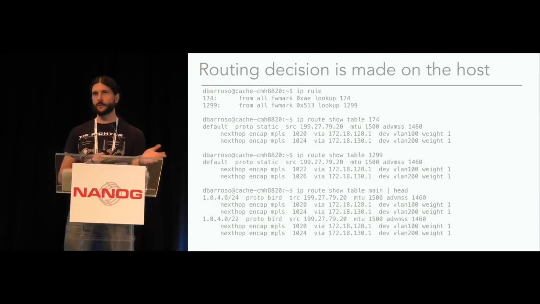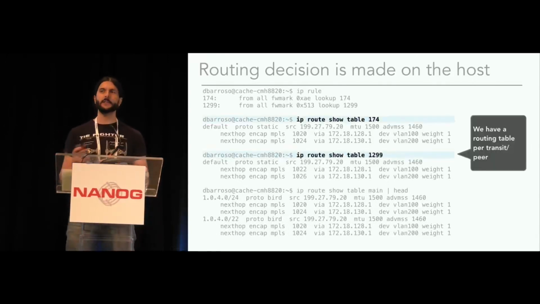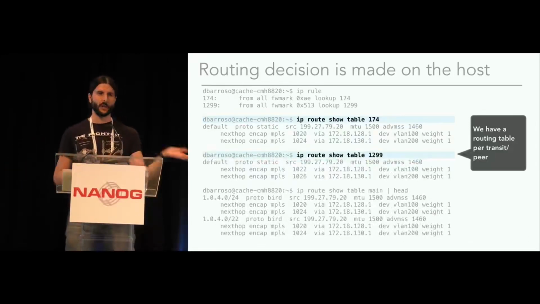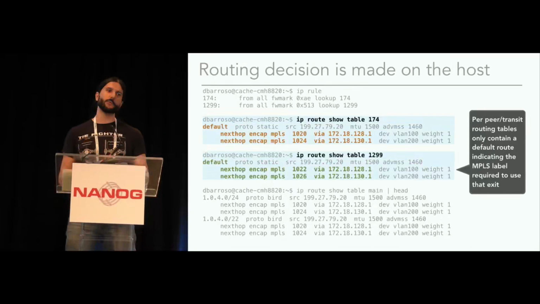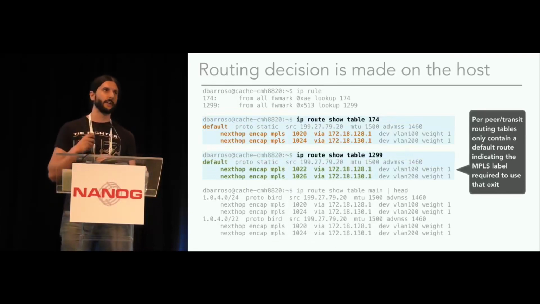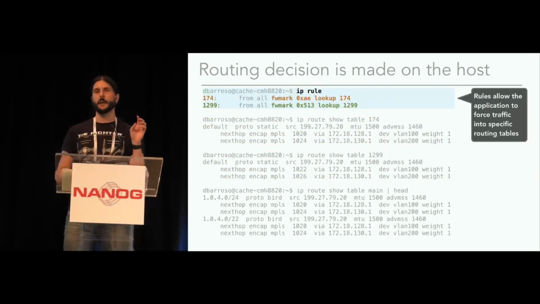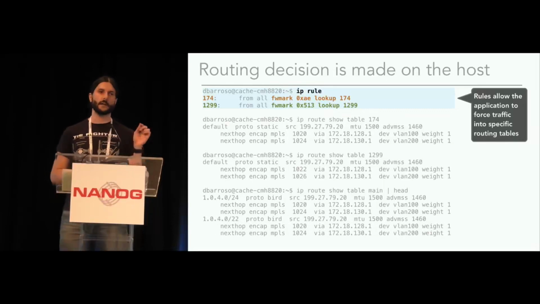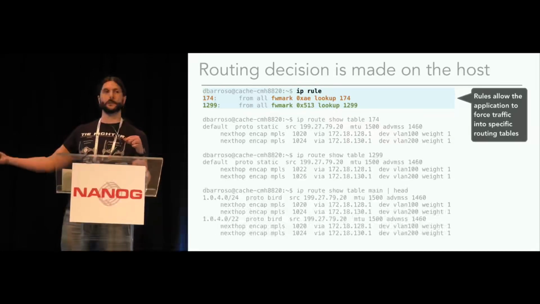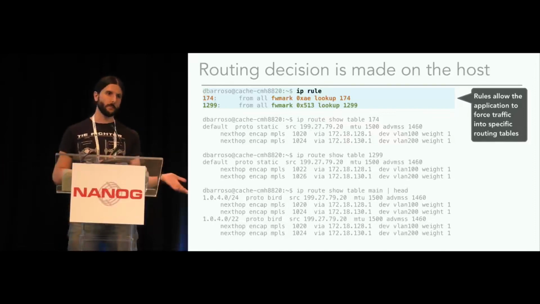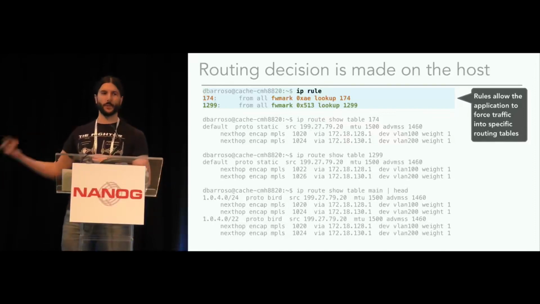So we need to expose that information somehow on the host so the application can make use of it. So the way we do that is we create a routing table for each particular egress peer. So here we have 2 different tables. And those tables, the only thing they have is a default route saying, if you want to exit this way, use this MPLS label. And then we just have a bunch of IP rules. This is a Linux construct that says if the socket has the forwarding mark AE, do a lookup on this particular table. If the forwarding mark is 513, do a lookup on this other one.